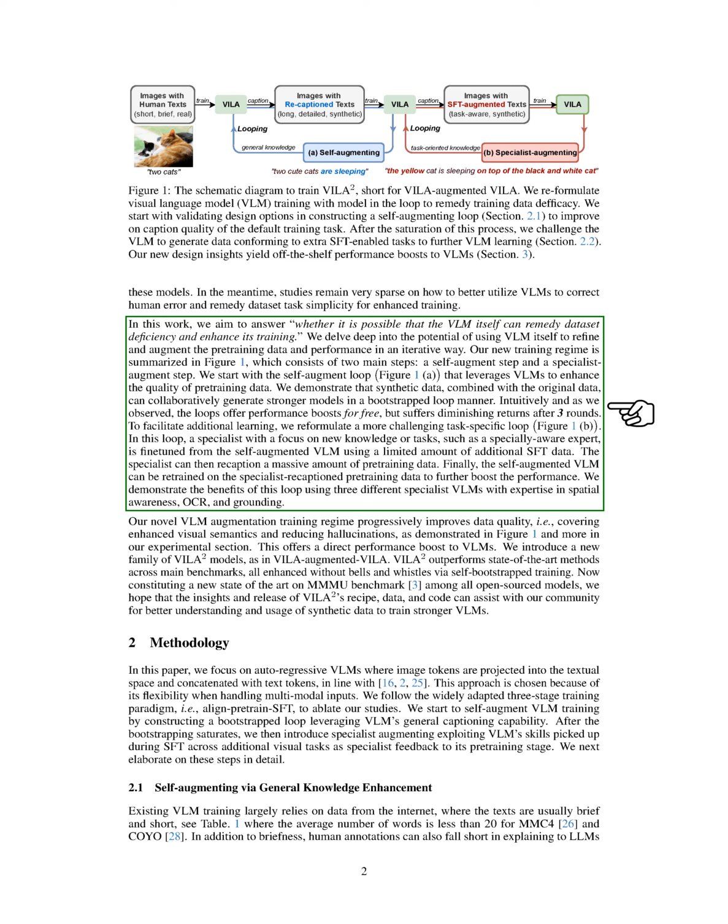Our new training approach consists of 2 main steps: a self-augment step and a specialist-augment step. We begin with the self-augment loop, which uses VLMs to improve the quality of pre-training data. We show that combining synthetic data with original data can lead to stronger models through a bootstrapping process. We have observed that while these loops provide performance improvements, the benefits tend to diminish after 3 iterations. To encourage further learning, we introduce a more challenging task-specific loop.